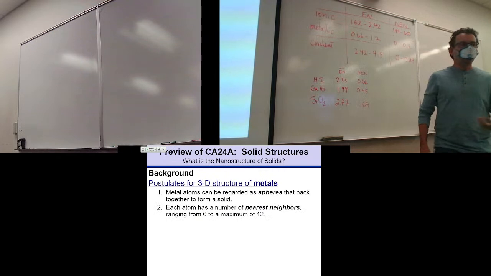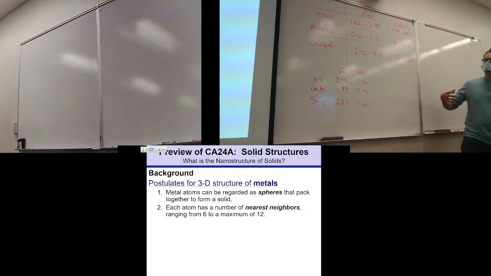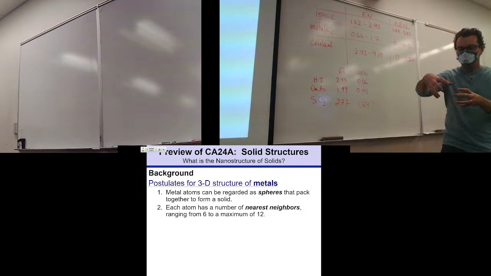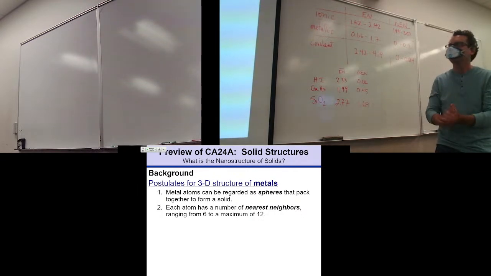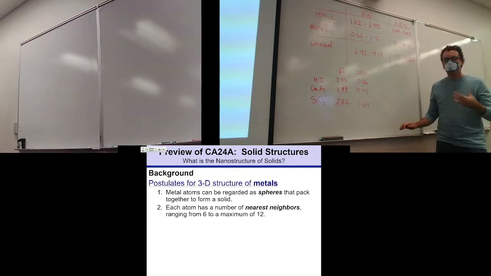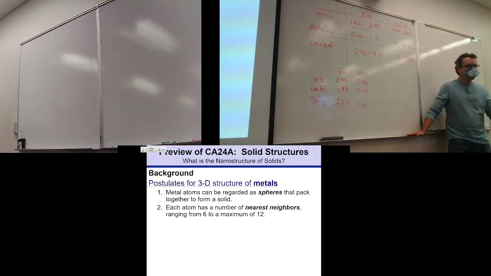We are going to describe each atom as having a certain number of nearest neighbors. Basically, how many neighboring atoms are directly touching that one atom. And this is going to vary depending on how the atoms pack together.